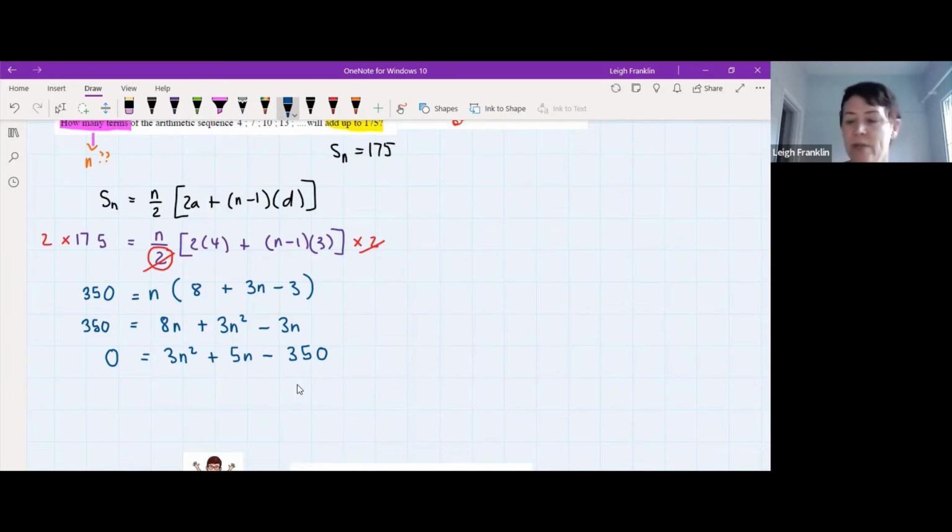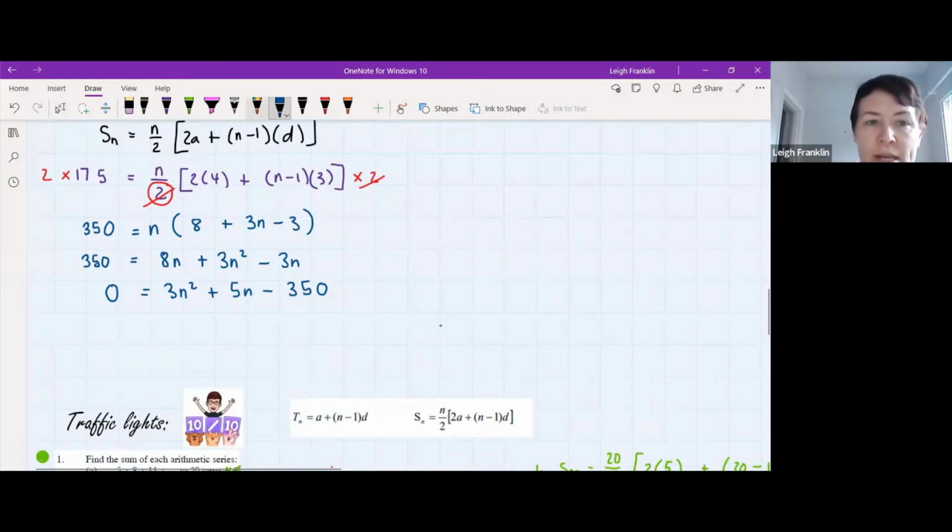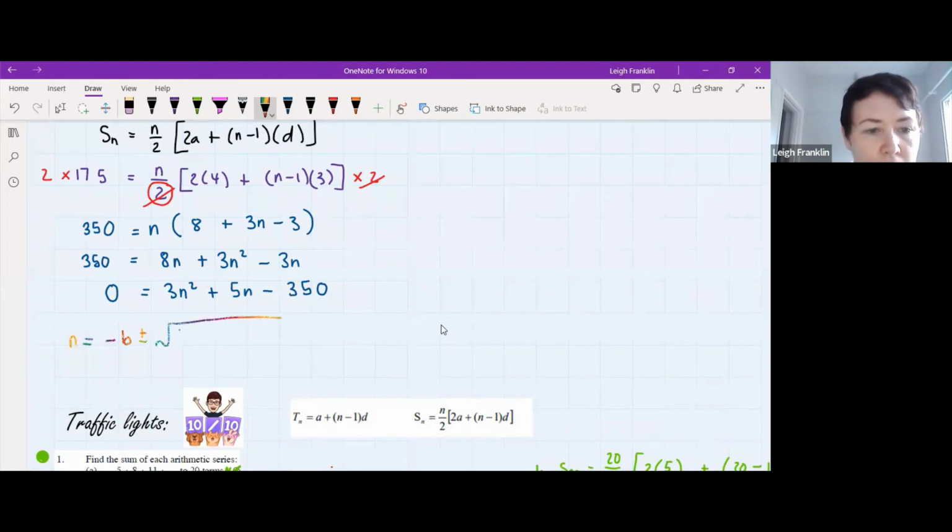Okay. So now, Matrix, you have to work out the value of n from 3n squared plus 5n minus 350, which is a quadratic equation. If you find factorizing really difficult, you don't have to stress, because we've always got the quadratic formula to help us. Do you remember the quadratic formula? Do you know it off by heart? It goes n equals negative b plus or minus the square root of b squared minus 4ac, all over 2a.